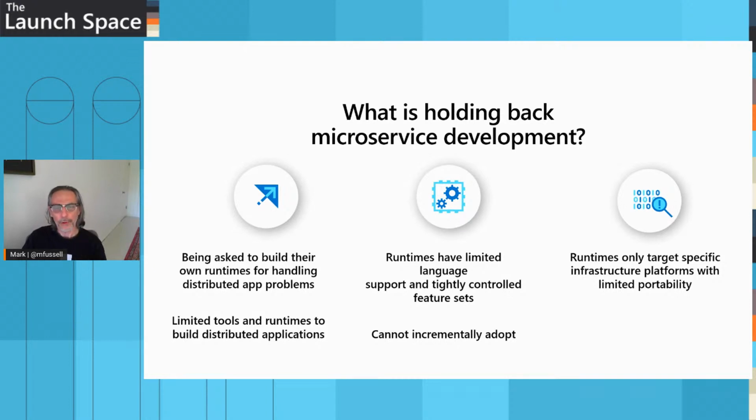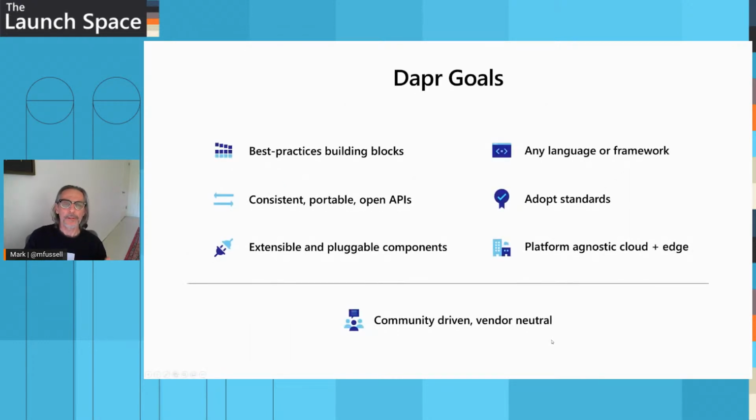And so that's why we thought about these problems. We took all our experience that we've been building in Azure for years and years and years, and also with all our customers, and we came up with Dapper. Dapper's goal is to give you these best practice building blocks. We took all that experience and we codified it into these building blocks. Importantly, you can access this from any language or any framework of your choice. So you're a Go developer, or a C# developer, or a Python developer, you can use Dapper.